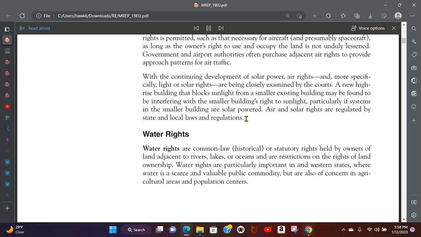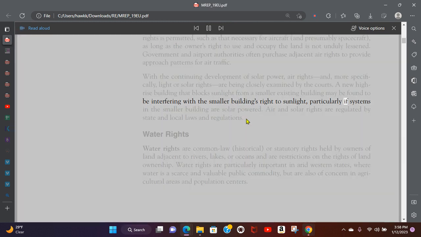Sunlight, particularly if systems in the smaller building are solar-powered. Air and solar rights are regulated by state and local laws and regulations. Water rights.